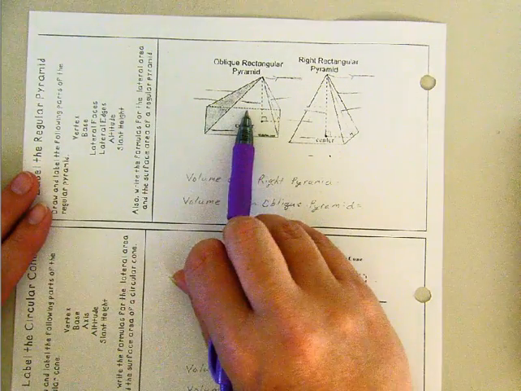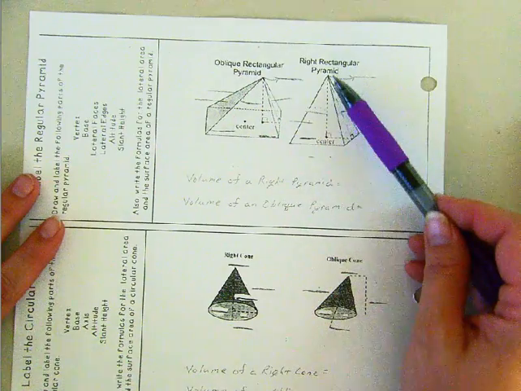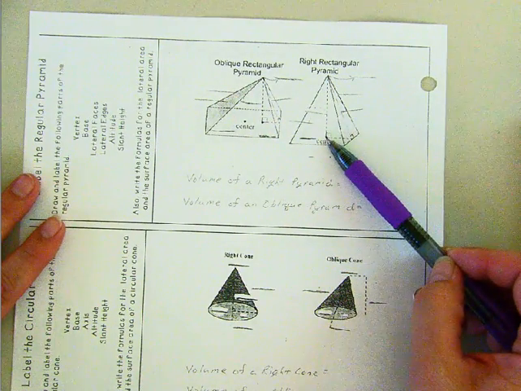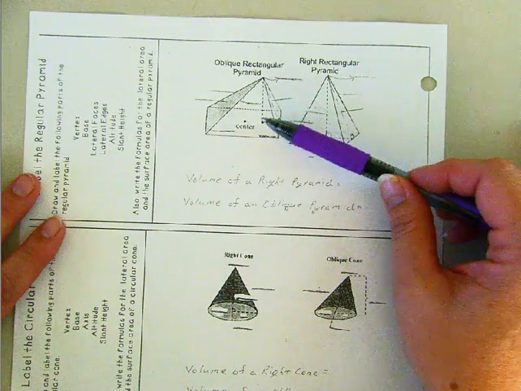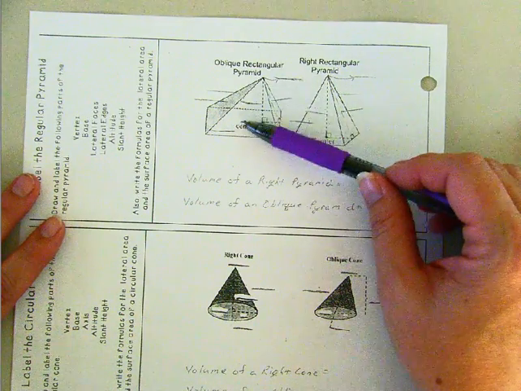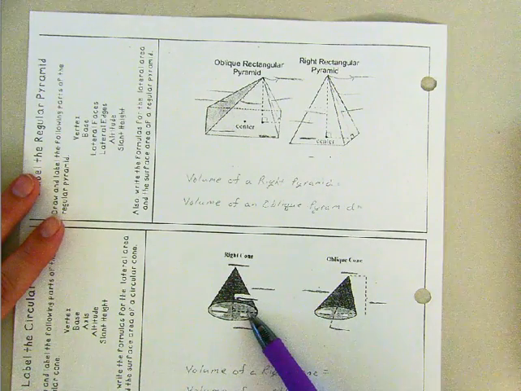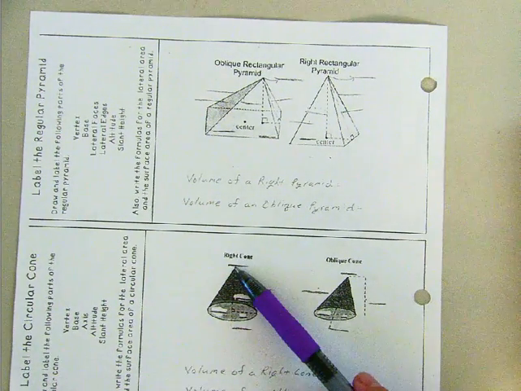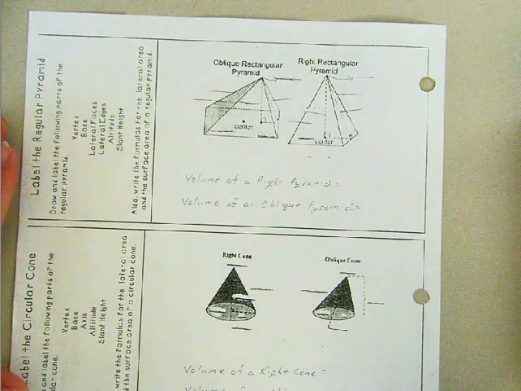So starting out with our pyramids and our cones, again, the only difference is between a right and an oblique. So a right pyramid, our center is perpendicular to our vertex, whereas here, our center is not perpendicular to our vertex. Same thing with a cone. If the center is perpendicular with the vertex of the cone, then it's right. If it's not, it's considered oblique.